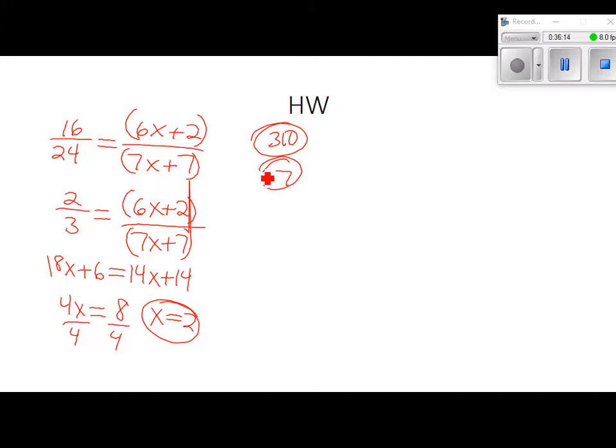Another shadow problem. So let's see, it's got a lighthouse. That's my lighthouse right there. Do we know the height of the lighthouse? No. So it's going to be x. Do we know the shadow? 128 feet. And what else do we have? The height of the other one was 5 foot 3 inches.